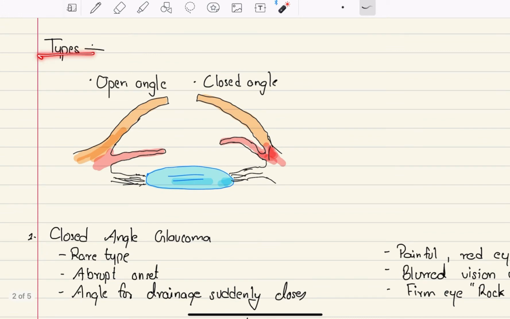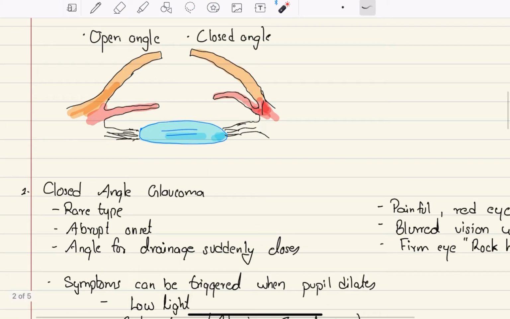Now coming on to the types, it can be open angle glaucoma or closed angle glaucoma. If you look into this picture, the angle between the iris and the cornea is open, and if you get glaucoma, this is known as open angle glaucoma. Whereas if you look into this picture, the part of the iris is much towards the cornea and the angle becomes very narrow, and this type of glaucoma is known as closed angle glaucoma.